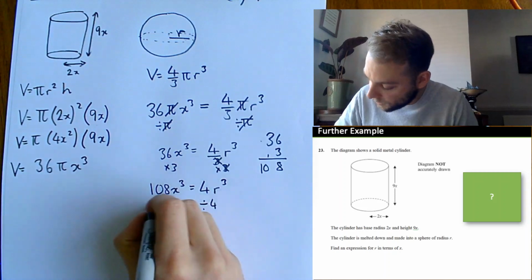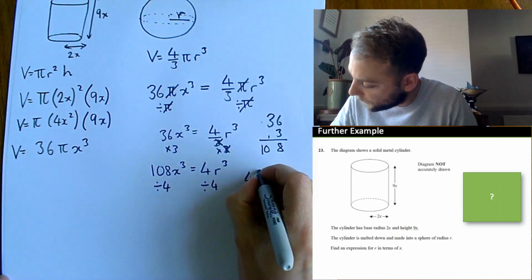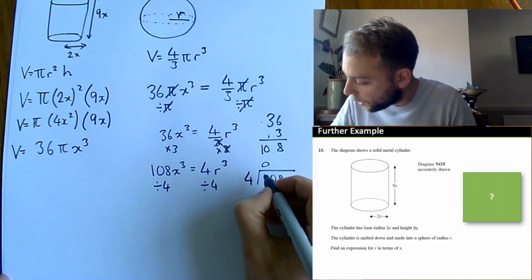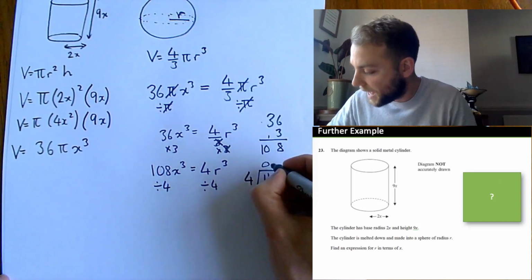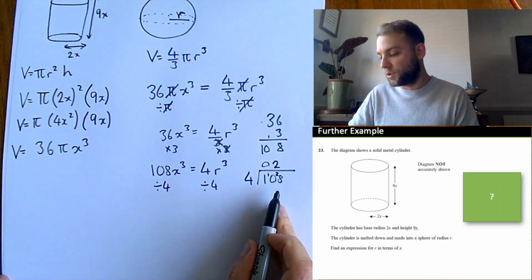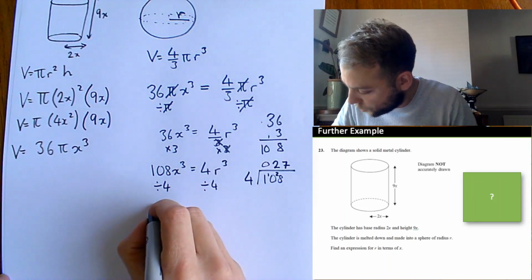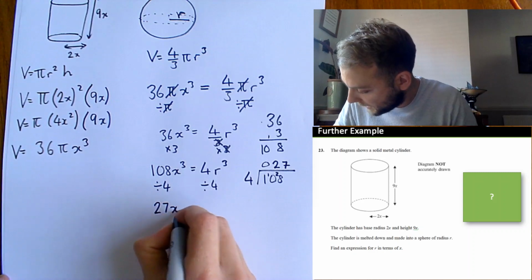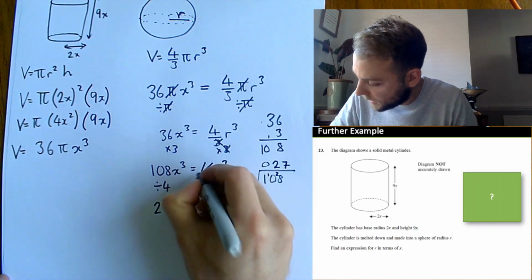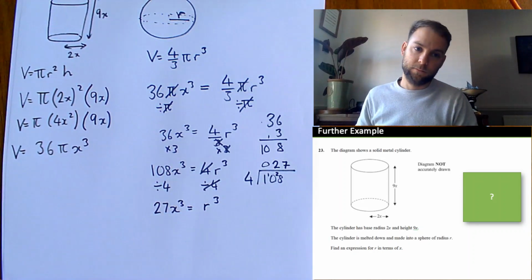The next thing we need to do is divide by 4, divide by 4. Again, because I'm using non-calculator, I'm going to use the bus stop method for this. How many times does 4 go into 1? None, carry the 1. How many times does 4 go into 10? Twice, with 2 remainder. How many times does 4 go into 28? That is 7. So the answer to this is 27x cubed is equal to r cubed.